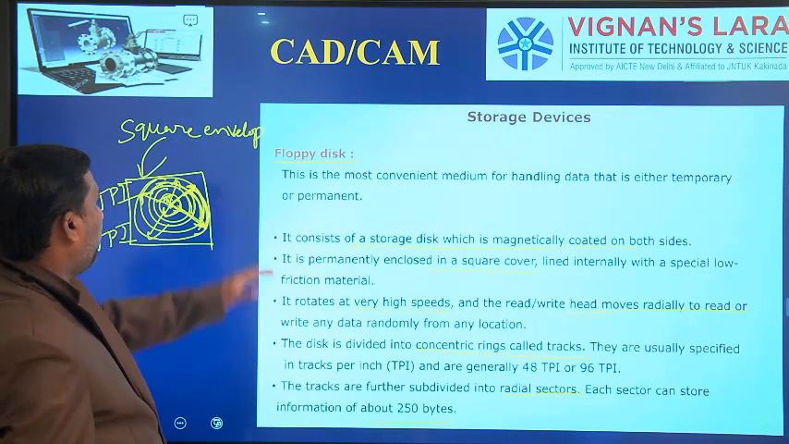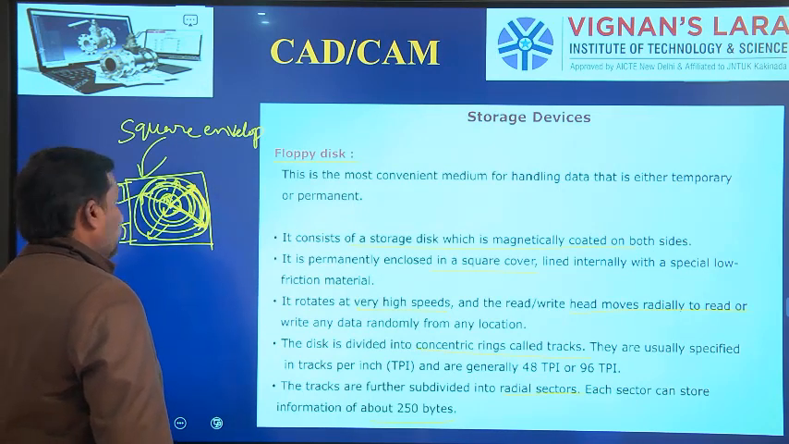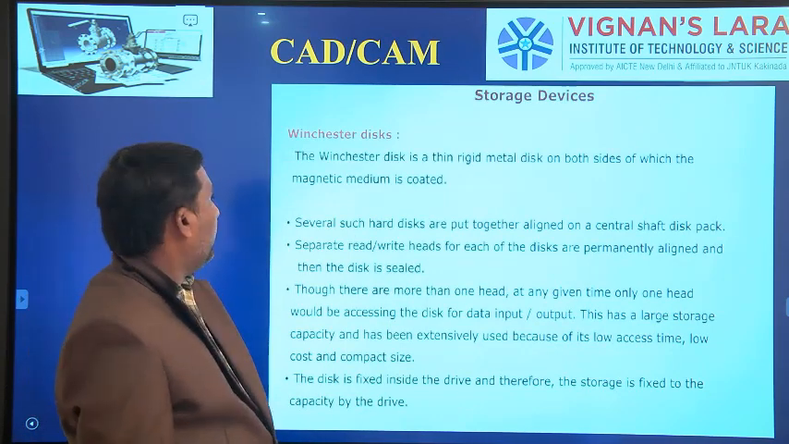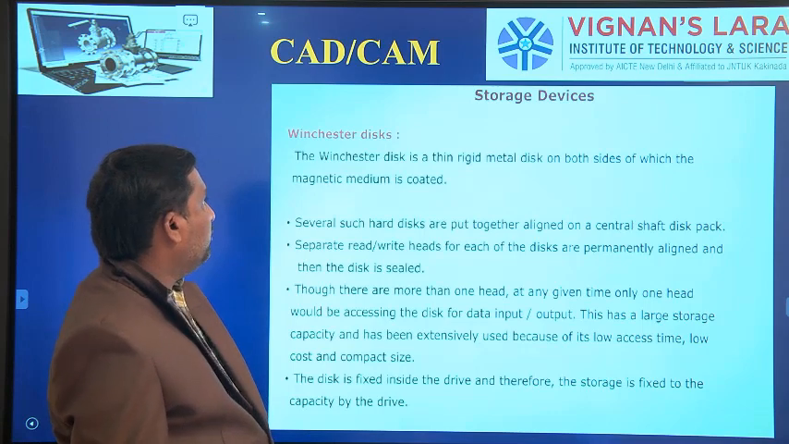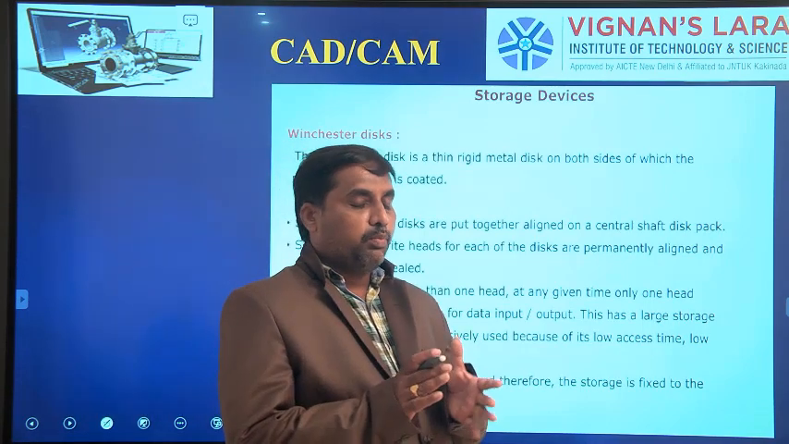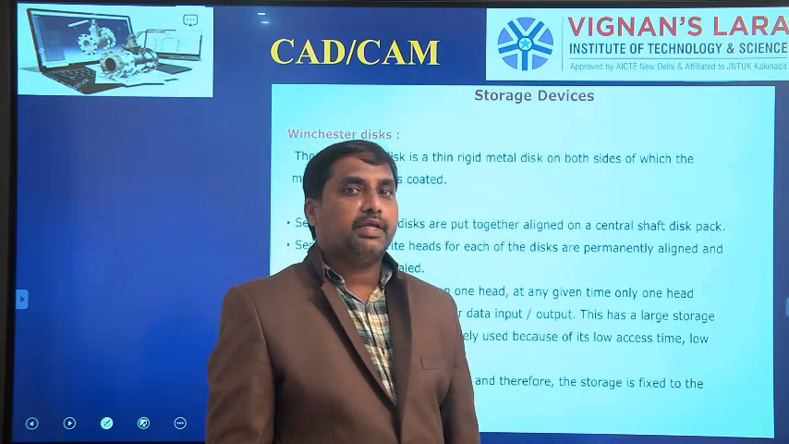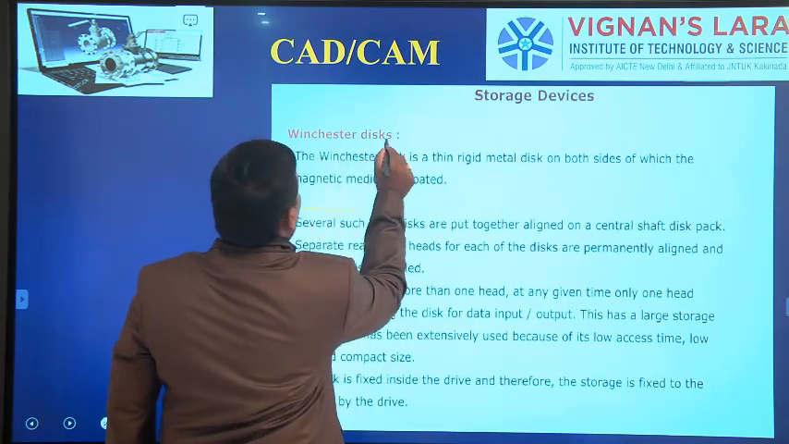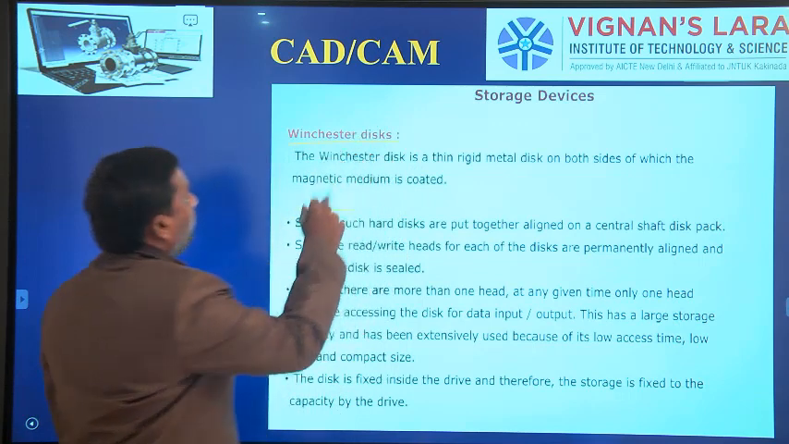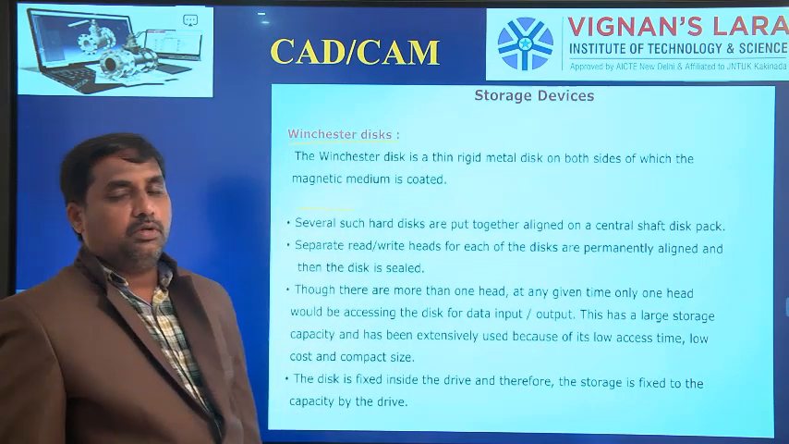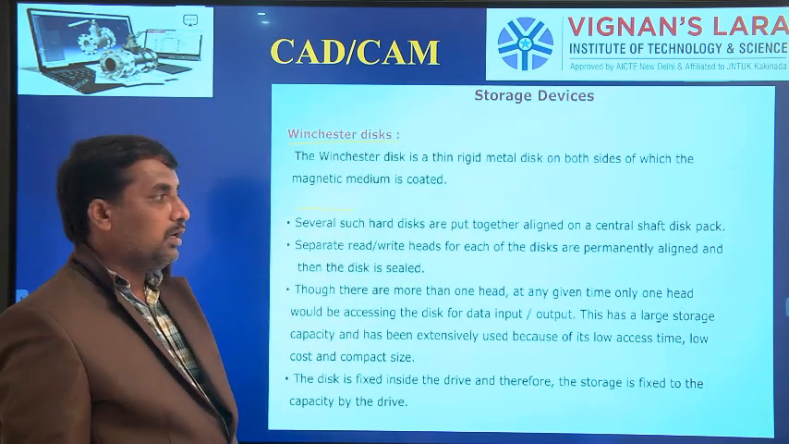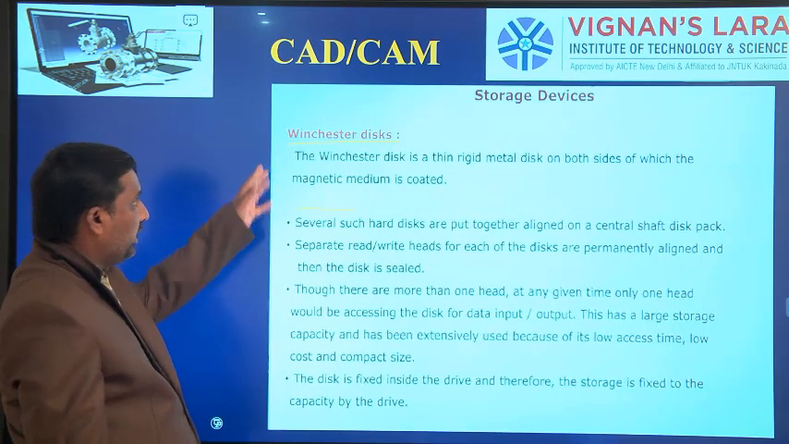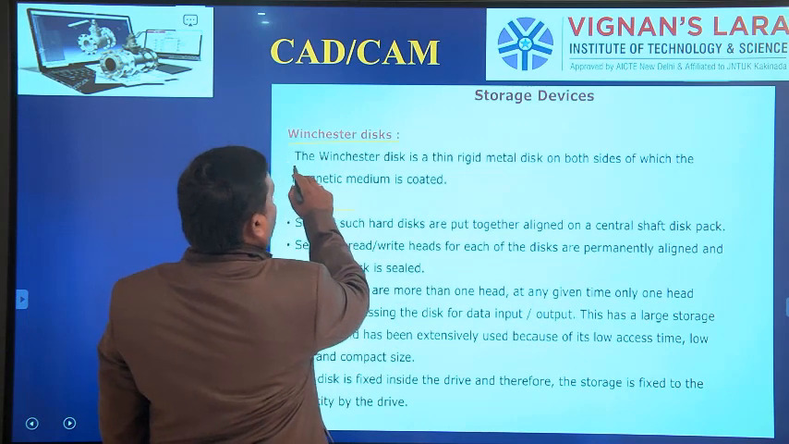The floppy disk is over. Next is the Winchester disk. So what is a Winchester disk? In the floppy disk we have only one magnetically coated disk, but in the case of the Winchester disk, we have multiple disks located centrally using a core. So look at this one.